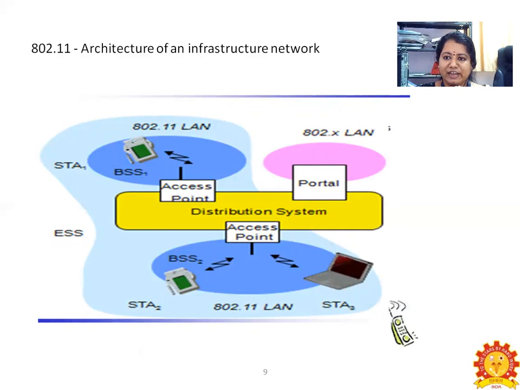802.11 architecture of an infrastructure network. By the name itself, it will be having an access point in between. So see here, the STA station 1, it consists of an 802.11 LAN BSS1, that is a basic service set. So here we'll be having an access point, that is a distribution system, which is connected to the other nodes, station 1 and station 2, and we'll be having an ESS, which is an extended service set.